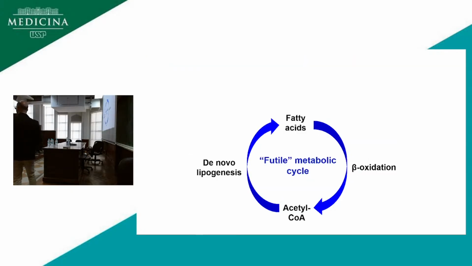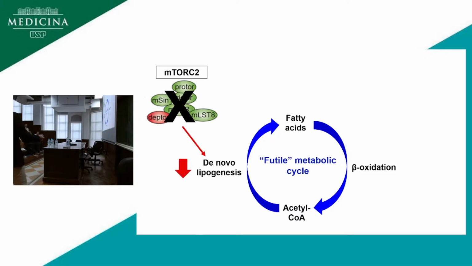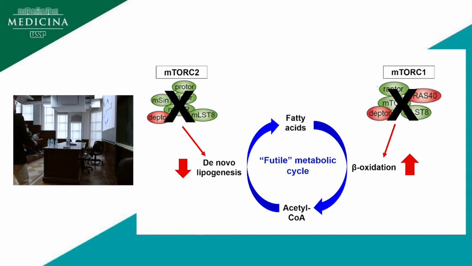So just to conclude, what I have shown you so far is that in liver disease we do have an activation of a futile metabolic cycle, which is composed of de novo fatty acid synthesis and beta oxidation. I have shown you so far that the presence of mTORC2 seems to be essential for the activation of this futile metabolic cycle. And mTORC1, on the other hand, when we deleted mTORC1, we do have an exacerbation of beta oxidation, but no change in de novo lipogenesis.